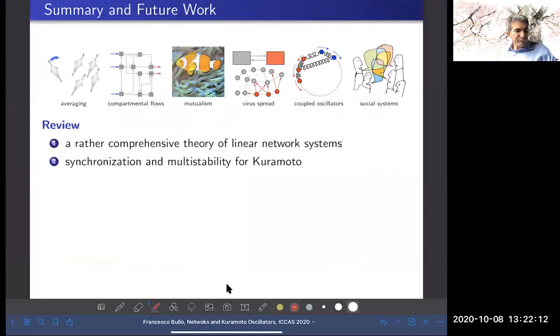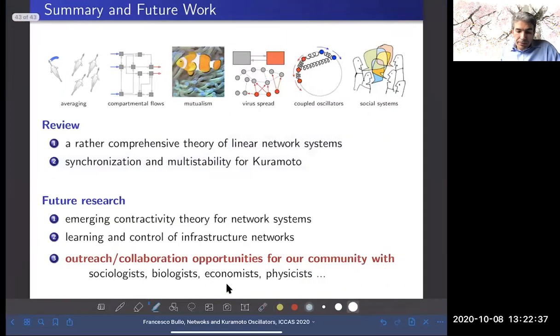Now, I have another 30 seconds and let me summarize. I have talked to you briefly about linear network systems. I'd love to talk more about it if time allows in live form. And then I've talked to you about tests for synchronization and an understanding and test for multi-stability, the existence of multiple solutions.